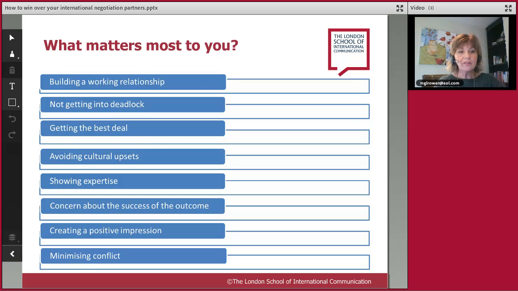So I'd like you to look at these points on the slide and tick the 3 that you think most apply to you. Whether it's building a working relationship, not getting into a deadlock, getting the best deal, avoiding cultural upsets, showing expertise. Just please use the pen or text or whichever to annotate the slide and tick 3 that you think are the most important to you.